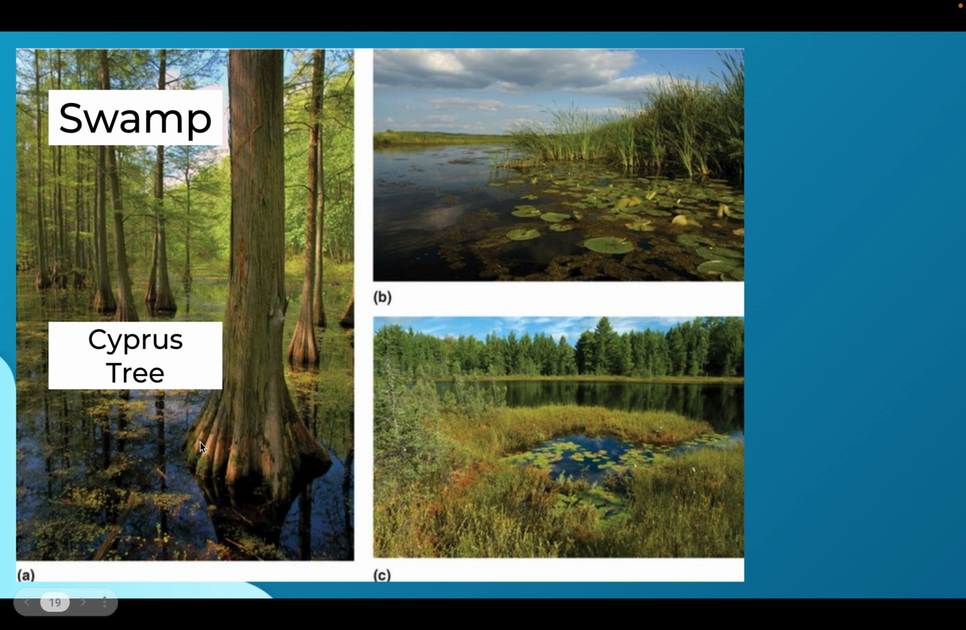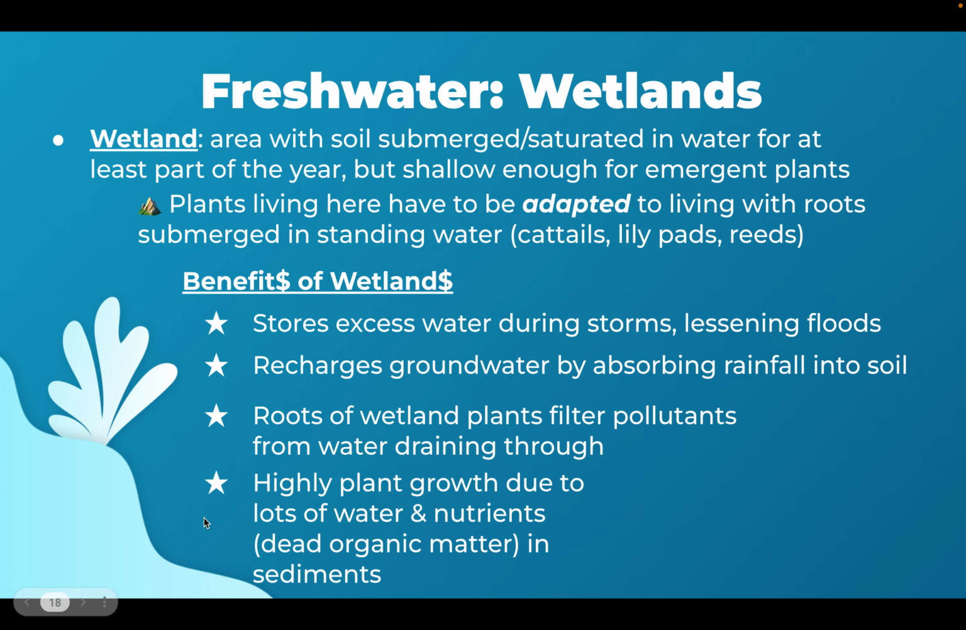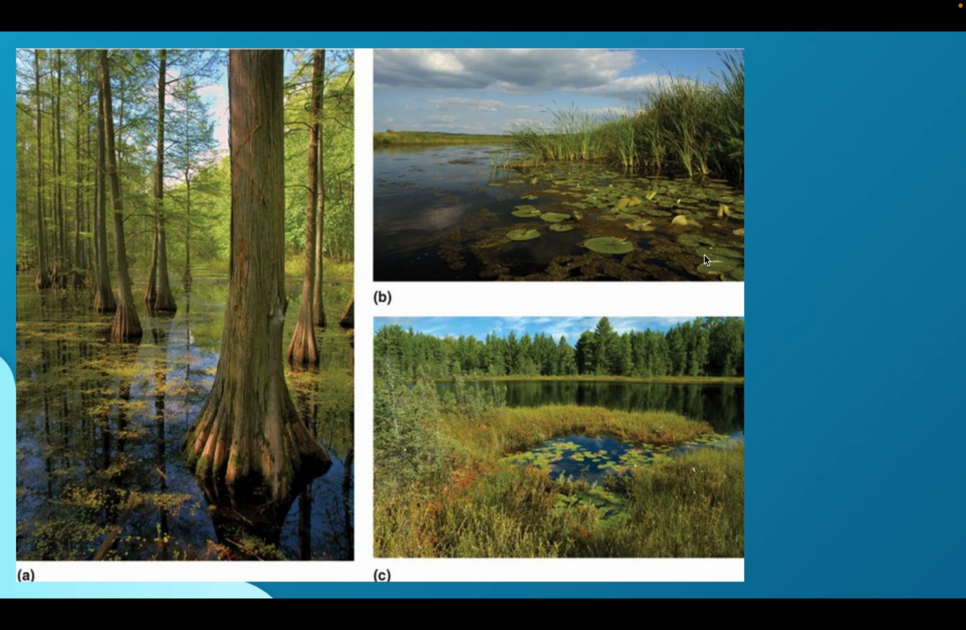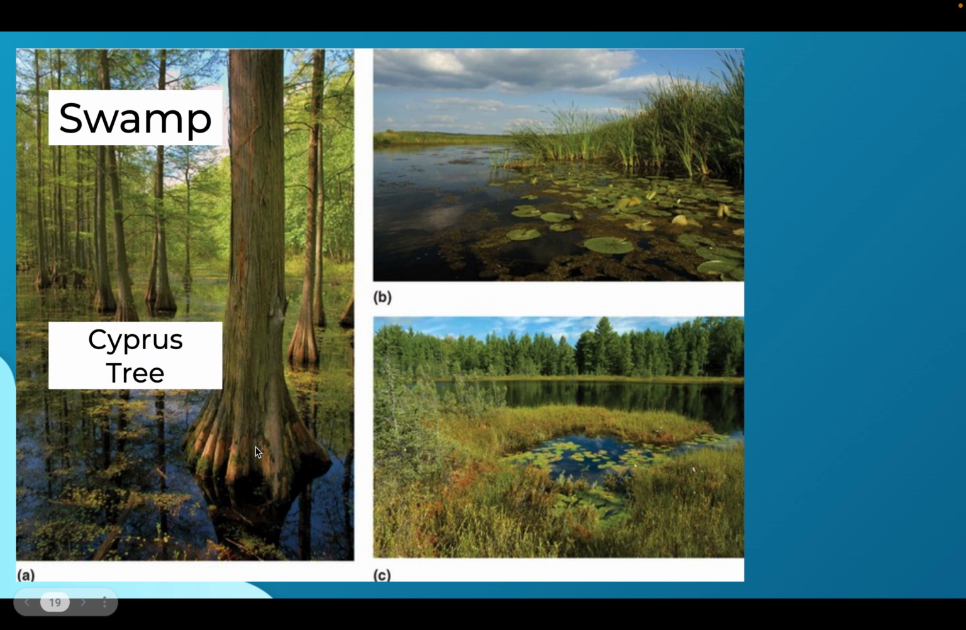So this is why a swamp is what it is versus these other two that we'll talk about in a minute: you have large cypress trees. You can tell they're cypresses because of the way the bottom of the tree is, you have these lines almost on here, and then underneath are where the roots are. So remember, I just said, if we go back, plants have to be adapted to living submerged in water. That's a tree living submerged in water, okay? So cypress trees in a swamp.